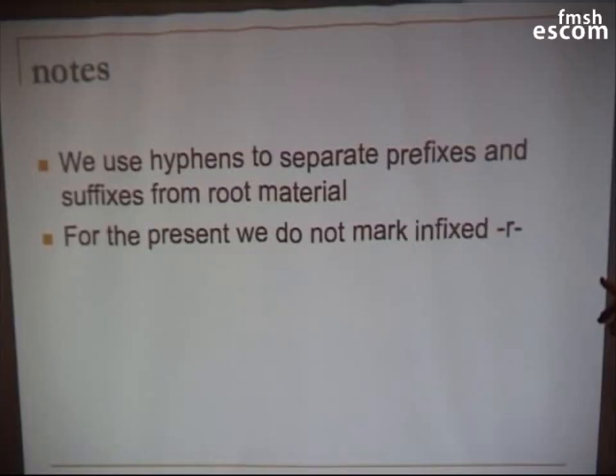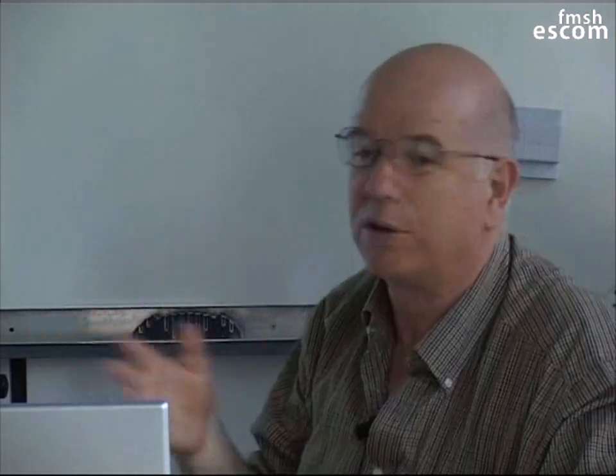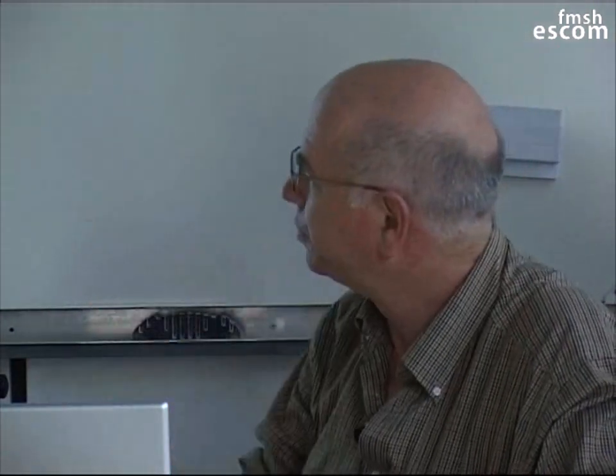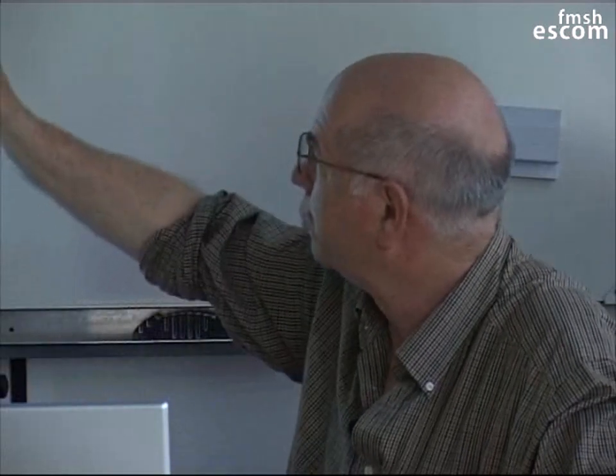Okay, so remember the difference between hyphens and dots. A hyphen separates a root from a prefix and from a suffix. A dot means we don't think it's a suffix, although it could be a prefix. And for the present, we do not mark infixed R in any way. Maybe we will have to do it in future, but we don't want to have too cumbersome a reconstruction. So for the moment, we just don't mark them.